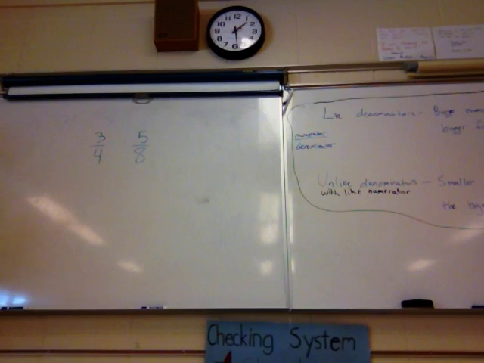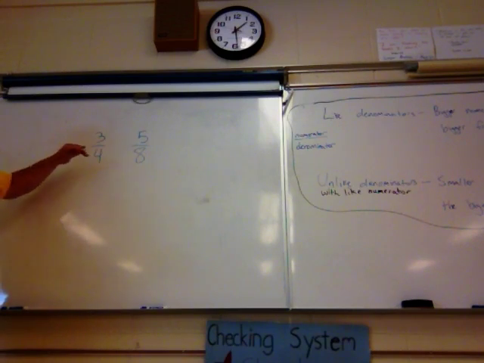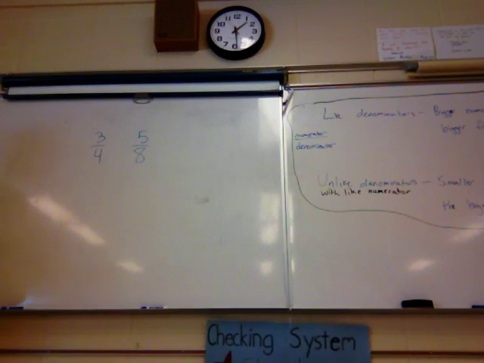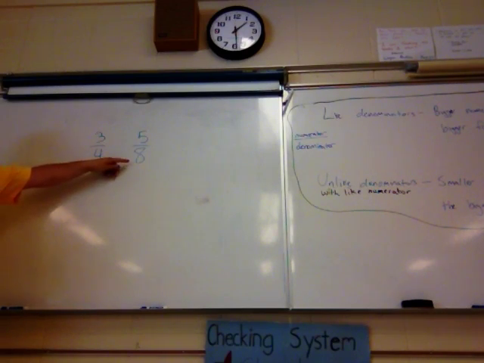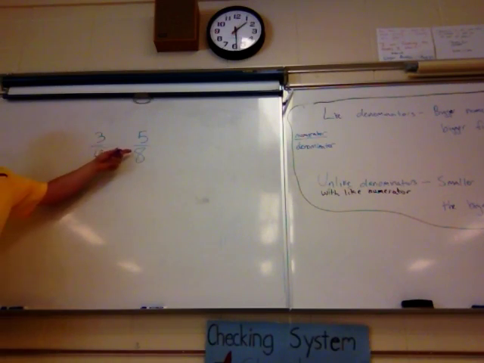I'm on page 10, and notice the title says unlike denominators, so we're focusing on the bottom numbers here. In the first situation, they're saying, is there anything you can do to the 4 to make it an 8? Is there anything you can do to this 4 to make it an 8?